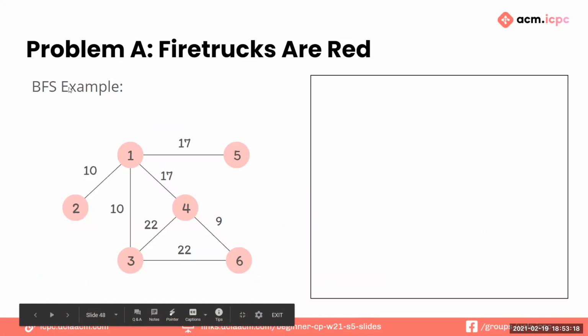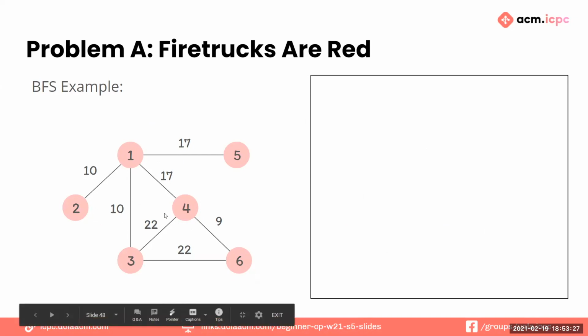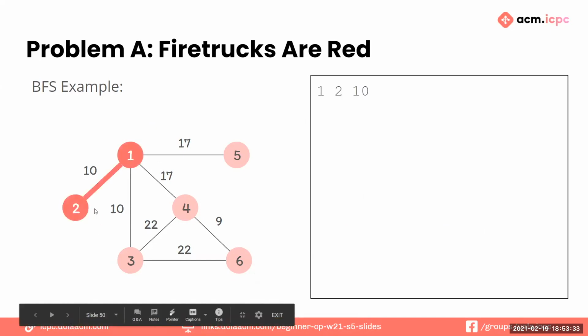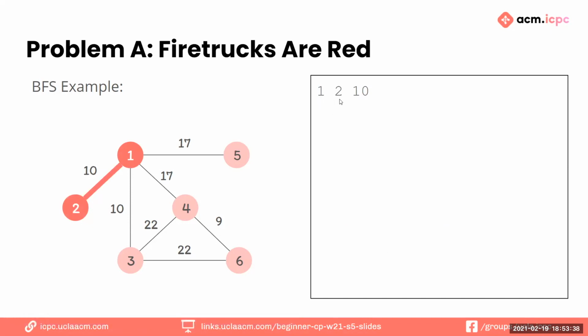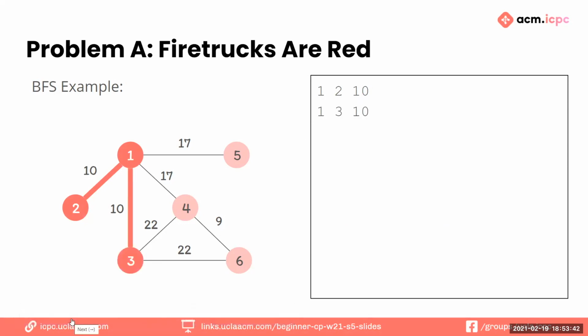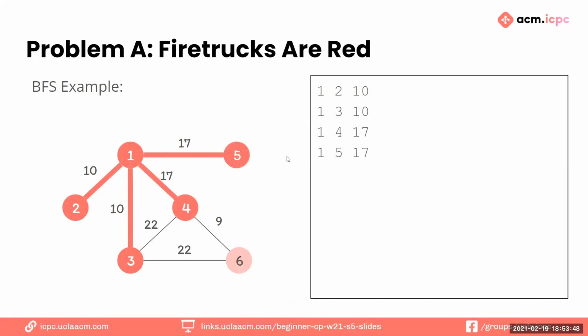And so let's just run BFS because I kind of prefer it over DFS. So we'll run an example BFS on the graph that we constructed. We'll start off at 1. We'll go down to 2. And so we will write down 1, 2, 10, and then go down to 3. And then we write 1, 3, 10. Go down to 4. We write 1, 4, 17. Go to 5, and we have 1, 5, 17.